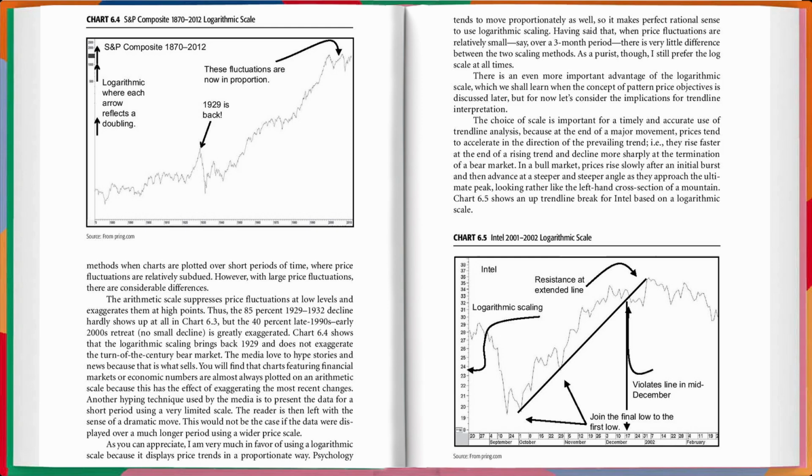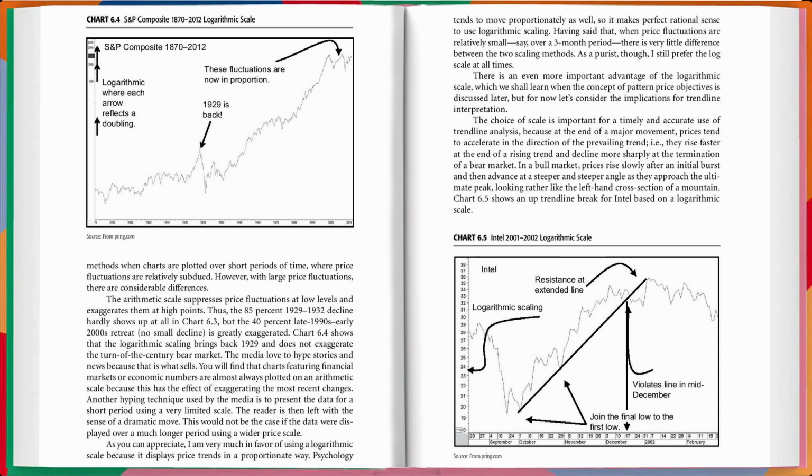This would not be the case if the data were displayed over a much longer period using a wider price scale. As you can appreciate, I am very much in favor of using a logarithmic scale because it displays price trends in a proportionate way. Psychology tends to move proportionately as well, so it makes perfect rational sense to use logarithmic scaling. Having said that, when price fluctuations are relatively small, say, over a 3-month period, there is very little difference between the two scaling methods. As a purist, though, I still prefer the log scale at all times.